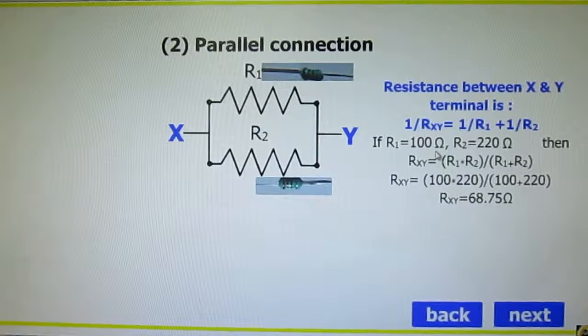If R1 is 100 ohm and R2 is 220 ohm, then Rxy, meaning the equivalent resistance between this terminal and this terminal, is R1 into R2 divided by R1 plus R2, that is 100 multiplied by 220 divided by 100 plus 220. So the equivalent resistance between X and Y is 68.75 ohm.